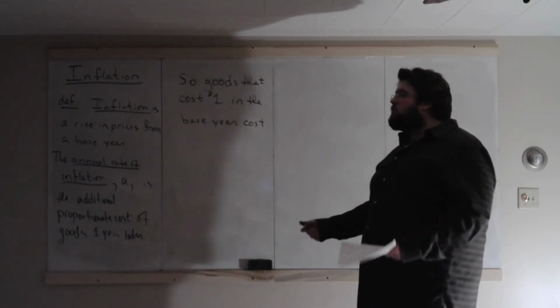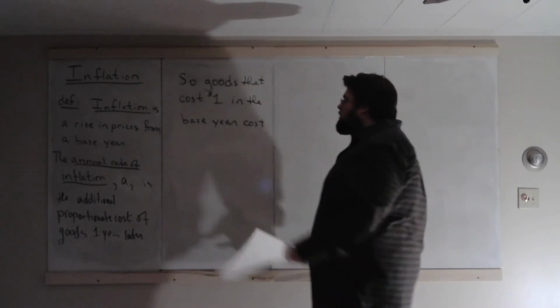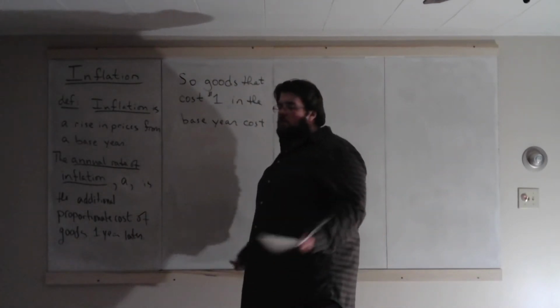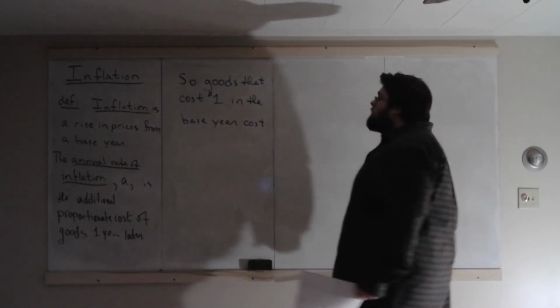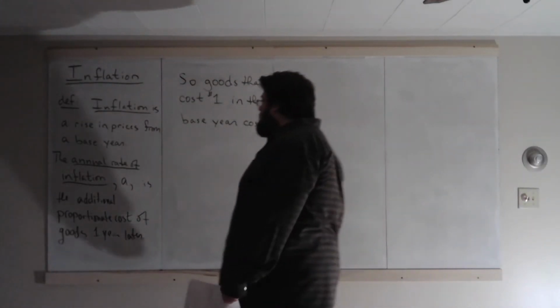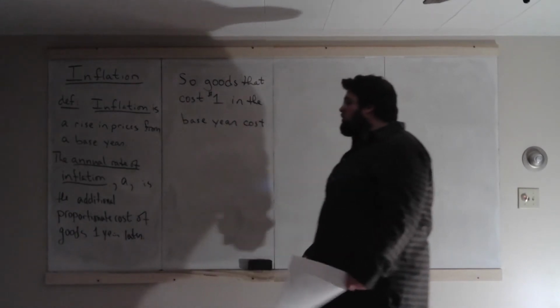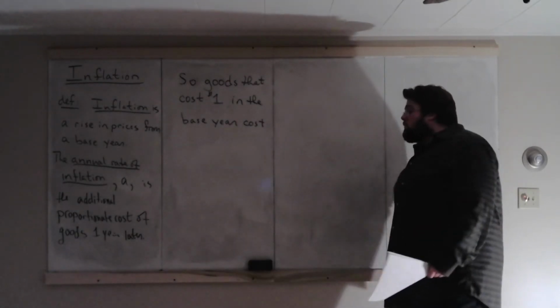Here we're going to talk a little bit about inflation. Inflation is a rise in prices from a given base year, and inflation is given by a rate. The annual rate of inflation, which we'll call lowercase a, is that additional proportionate cost 1 year later.